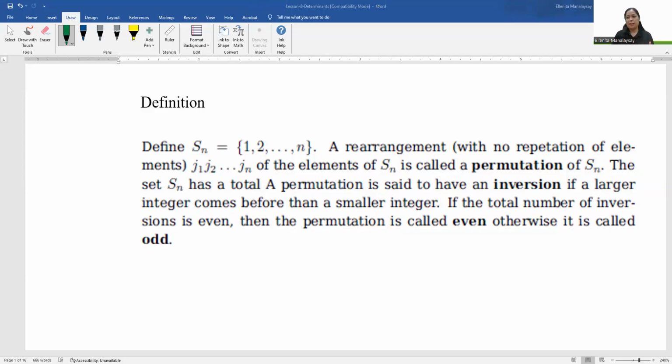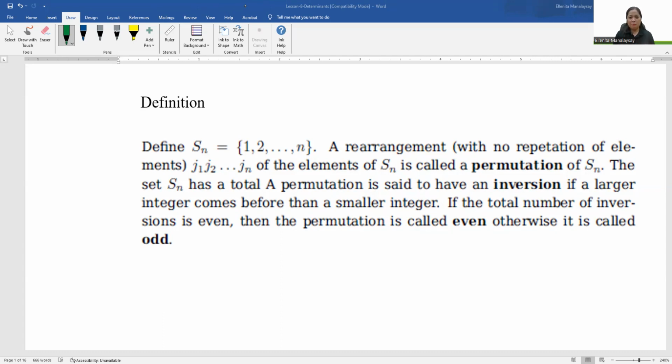Okay, good day everyone. Please join me as we discuss our next lesson on determinants. But first, let us define permutation and inversion. Let us consider this definition.